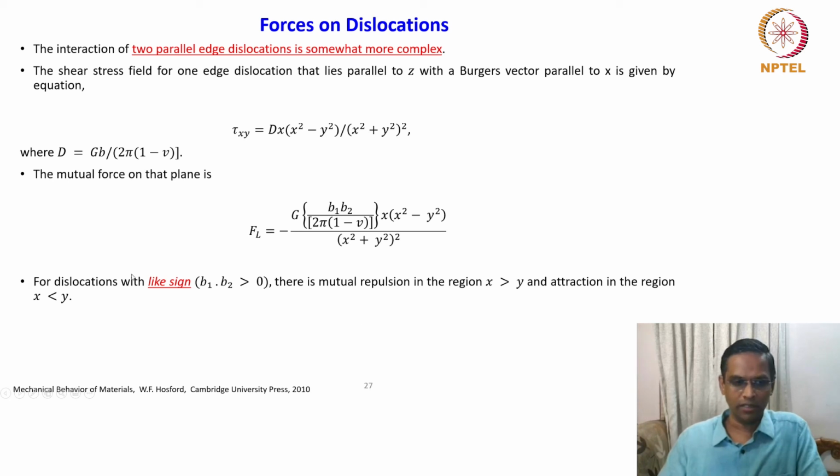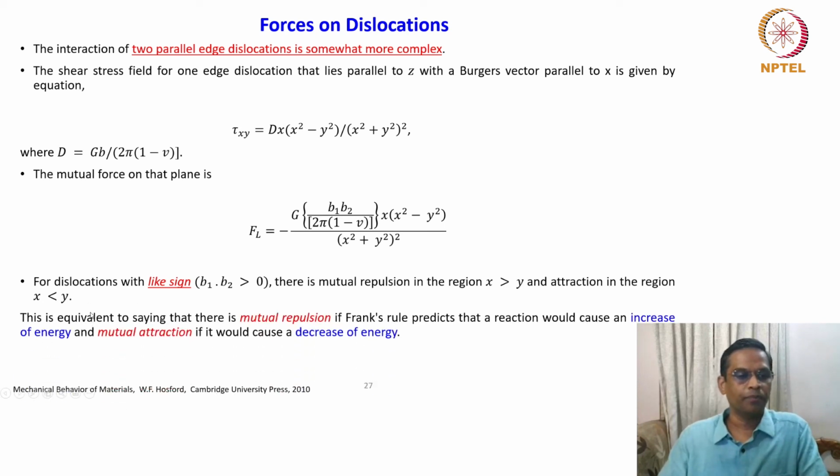How do we understand this? Like I said, when I showed an image which shows all the complex stress field states, I said we will come back to this. We are now going back to this diagram in a different form. This is equivalent to saying that there is a mutual repulsion if the Frank rule predicts that a reaction would cause an increase of energy, and mutual attraction if it causes a decrease of energy. So we will qualify these statements. What are these statements?